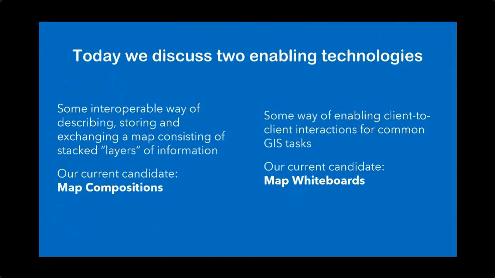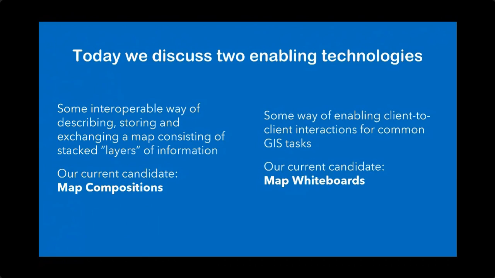And the two technologies we're going to discuss, one very briefly, one more in depth, is some way of describing, storing, and exchanging a map between multiple parties on the internet, consisting of stacked layers of information. And our current candidate for this is a technology that we call map compositions. The other technology is some way of enabling client-to-client interactions for common GIS tasks and data capturing. And our current candidate for this is map whiteboards.